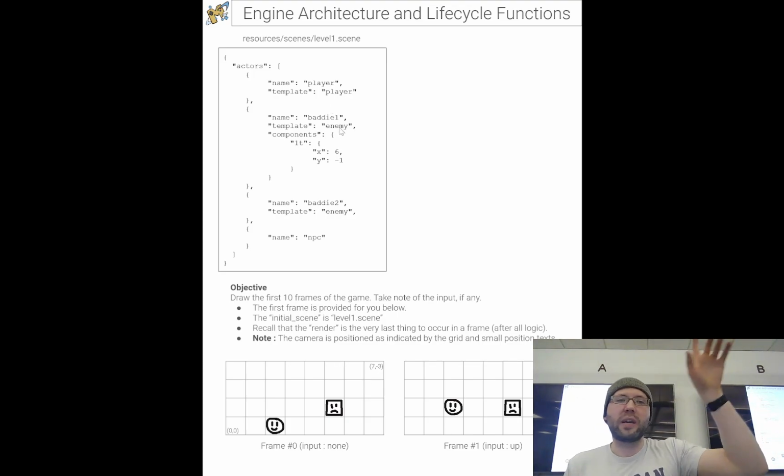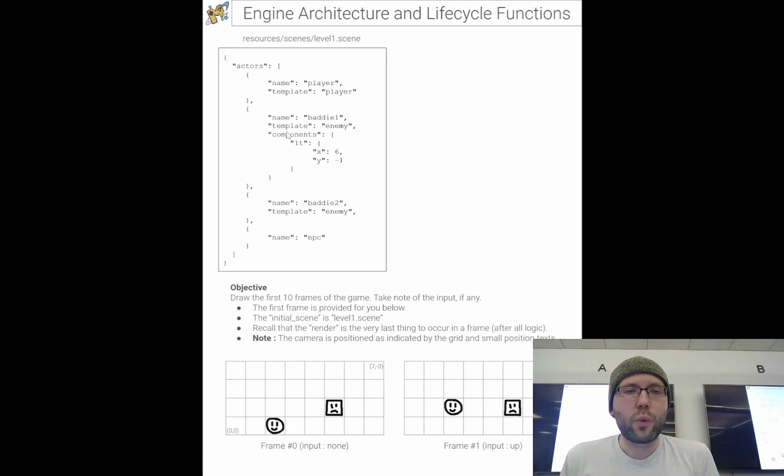Okay, wait a second. We got baddie number 1. We got a template here, and we've got an override on the transform. The X property's at 6, the Y is at -1. So -1 looks fine. 0 on this row, -1 up here, but 6, wait a second. 0, 1, 2, 3, 4, 5? What's going on here?